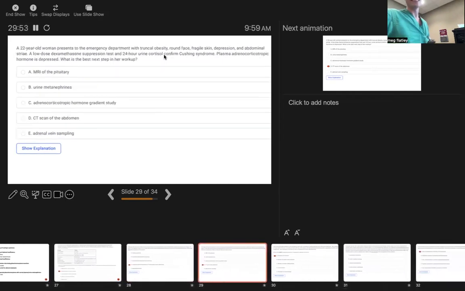Who wants to do this one? A 22-year-old presents to the ED with truncal obesity, round face, fragile skin, depression, and abdominal striae. Low dose dexamethasone suppression test and 24-hour urine cortisol confirm Cushing syndrome. Plasma ACTH is depressed. What's the best next step? So CT scan of the abdomen, yeah. So it's most likely an adrenal source.